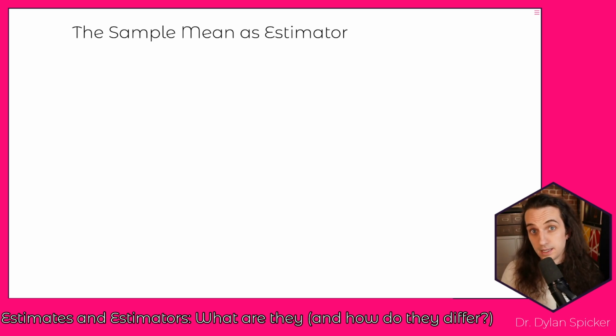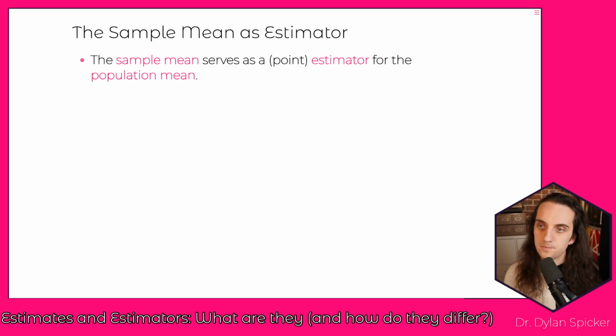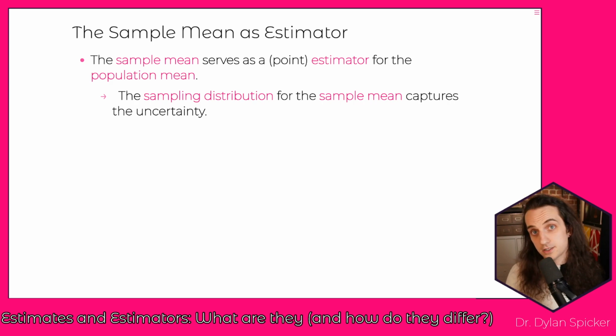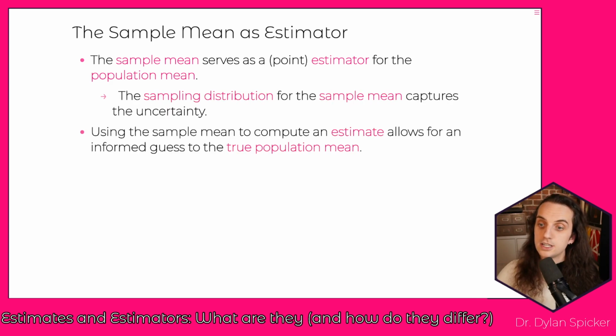So we can think about the sample mean as being one specific estimator. We saw that in the examples listed there. The sample mean is going to serve as a point estimator for the population mean. If you wanted to guess what the population mean is, one way you could do that is by computing a sample mean from some sample of the data. The sampling distribution of the sample mean captures its uncertainty. And using the sample mean to compute an estimate allows us to make informed guesses about the true population mean. So not only are we getting at what that value in the population might be, but we're informing it using data.